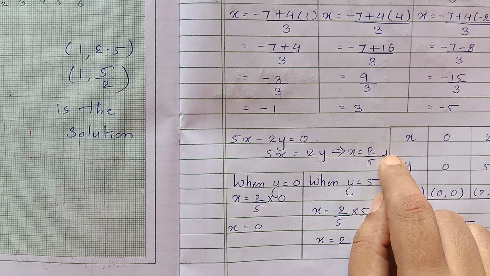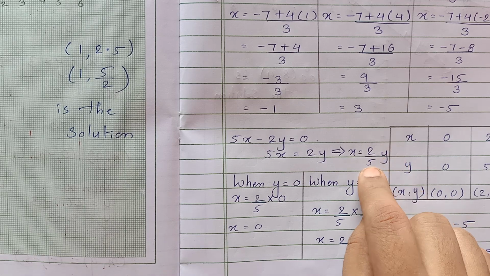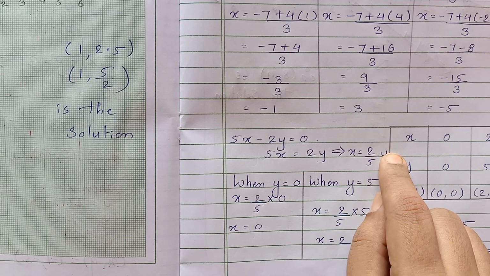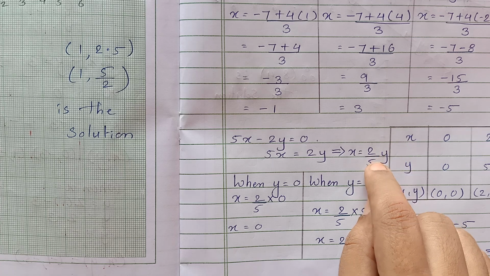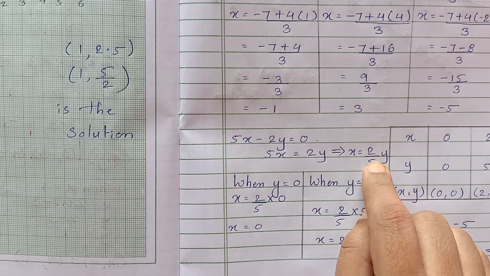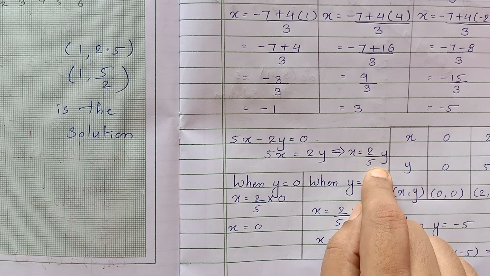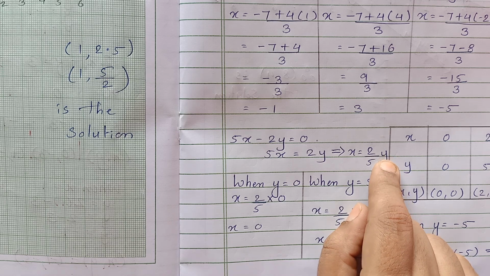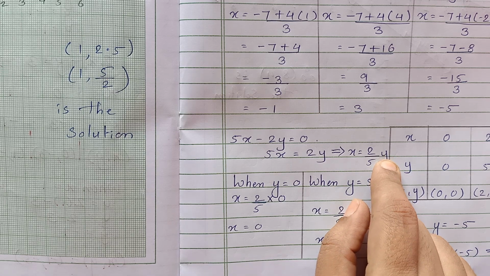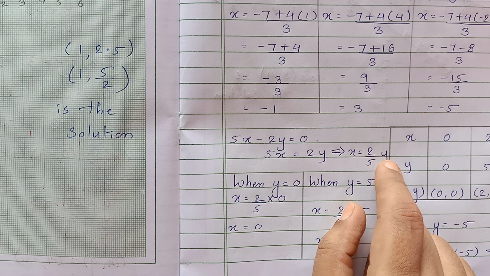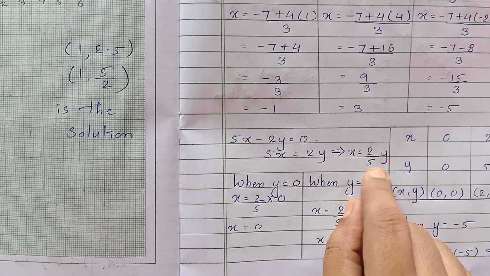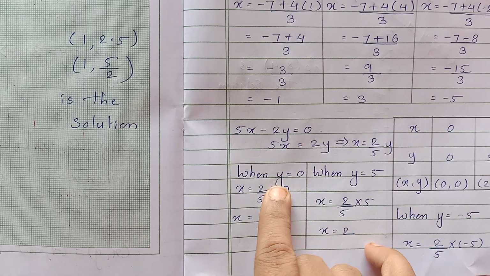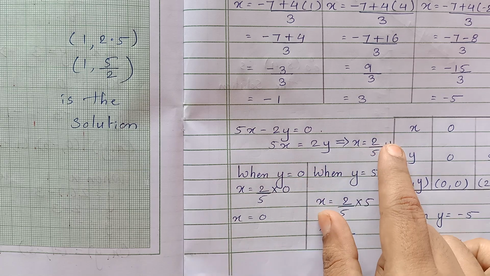If we take the value of y as 7, 5 and 7 will not get cancelled. 2 sevens are 14, 14 upon 5 will give you a decimal answer. 14 doesn't go in the table of 5. So take some favorable values of y, such that it cancels with 5. So I choose the first value of y as 0.